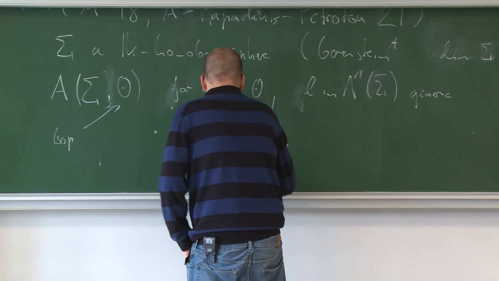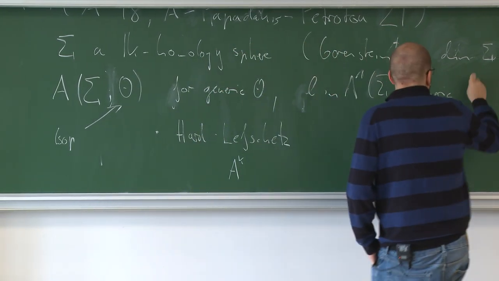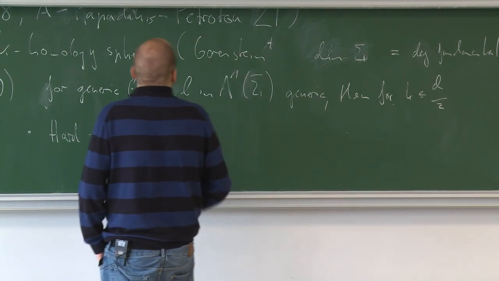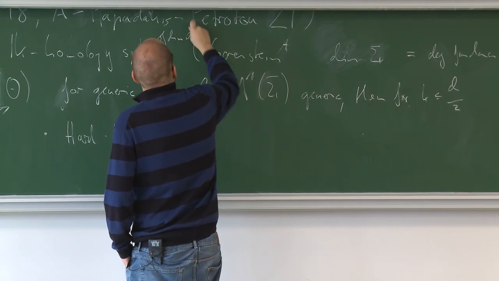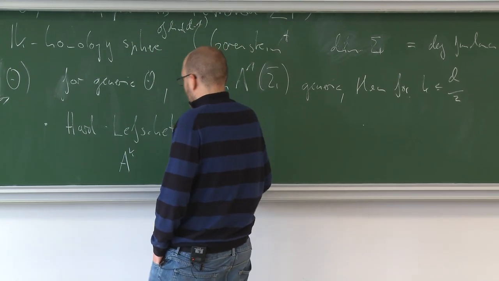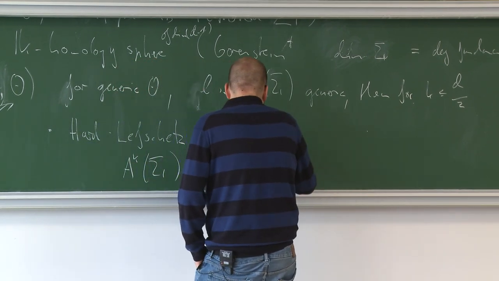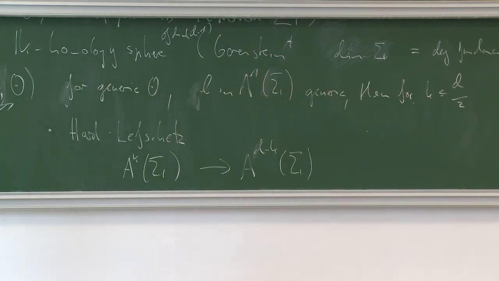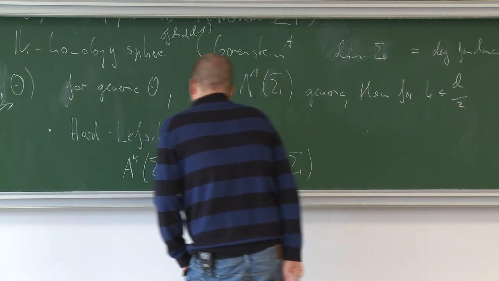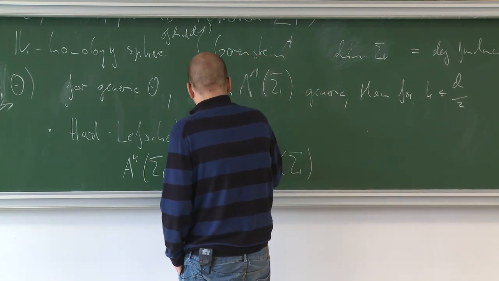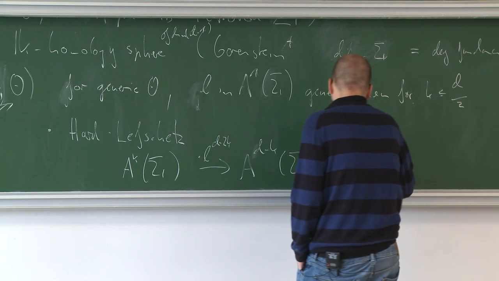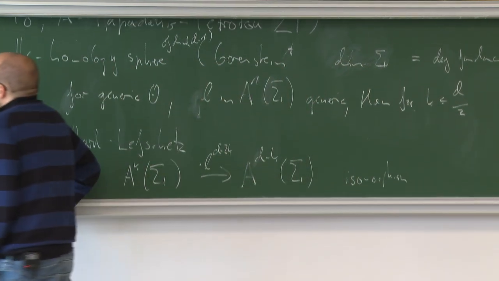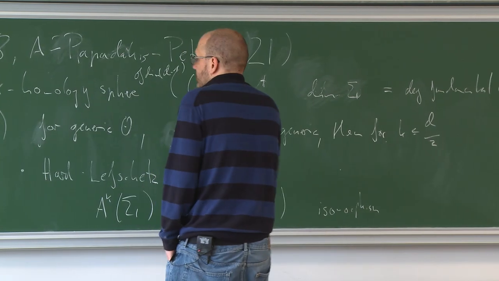Hodge-Lefschetz. All right. So now I have A_k. Then for k less than or equal to d over two, I should have said of dimension d minus 1, I have the isomorphism between degree k and degree d minus k, induced by the multiplication with L to the d minus 2k, and this is an isomorphism. That's the analog of the Hodge-Lefschetz.